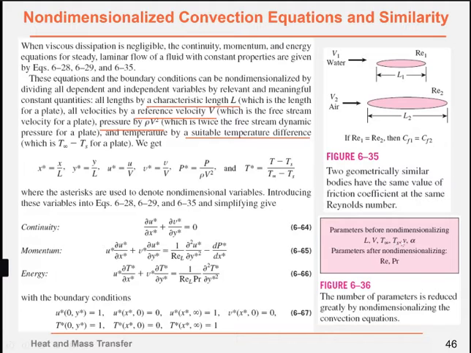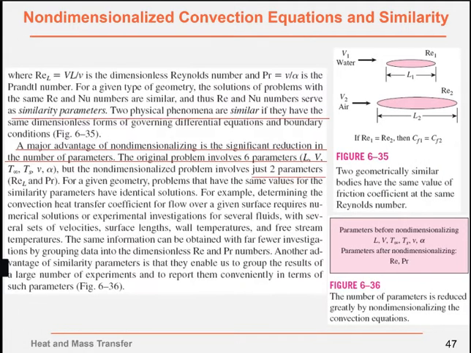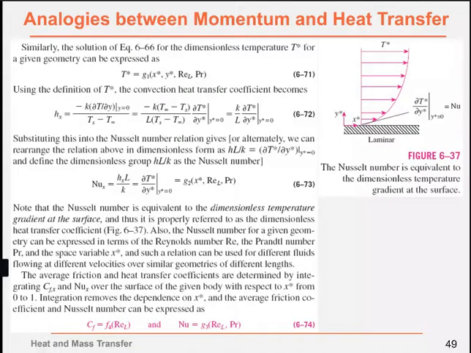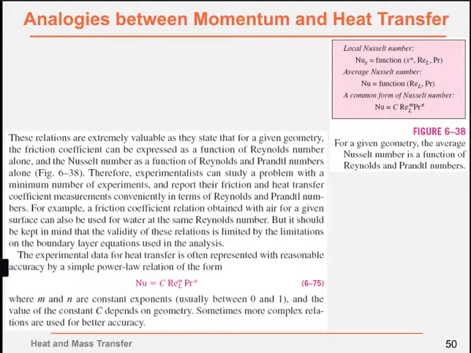1, 2, 3, 4, 5, 6. And here, only 2 parameters are left, Reynolds number and Prandtl number. This is a method to simplify the equations. This is what we introduced. When you solve a problem, you can use this non-dimensionalized method to make the parameters reduce greatly.